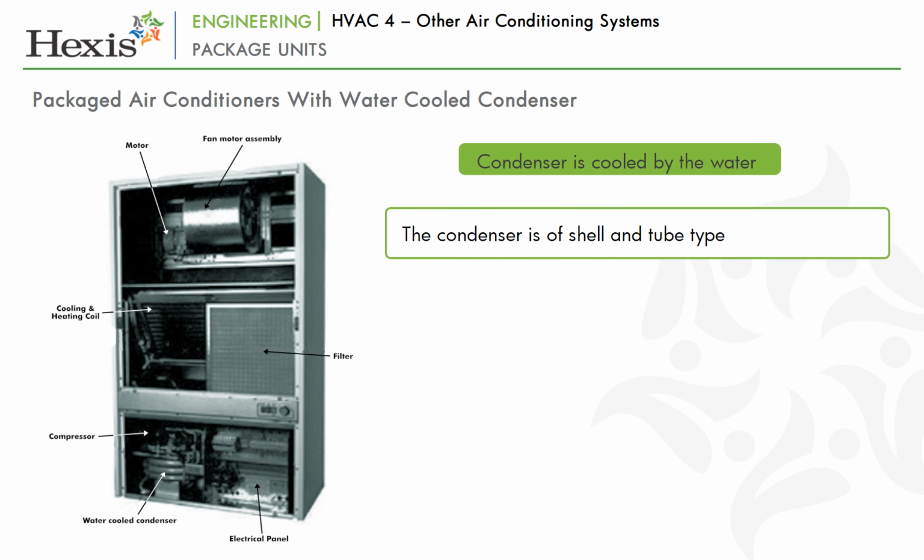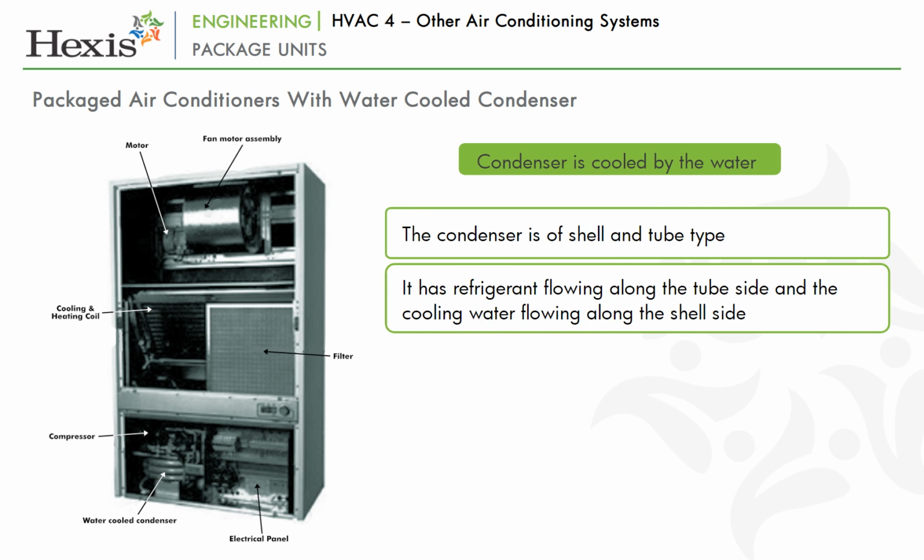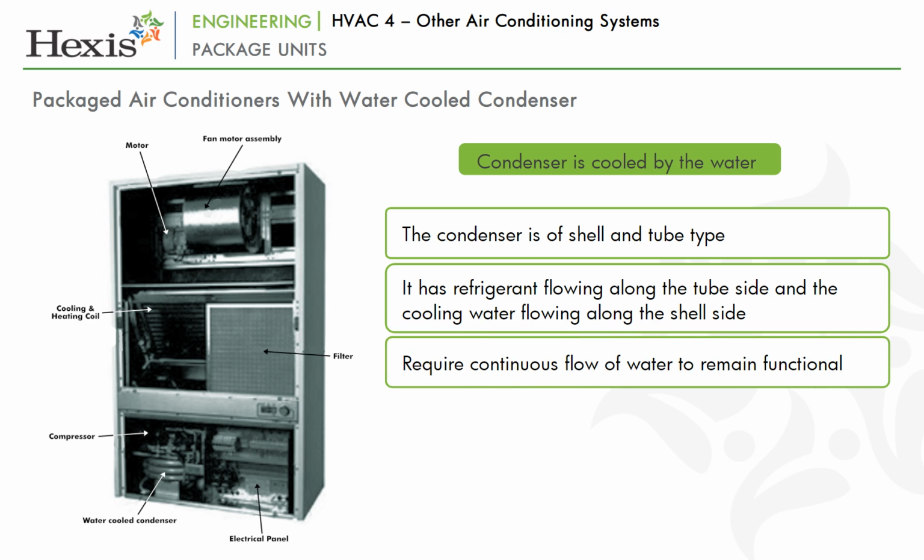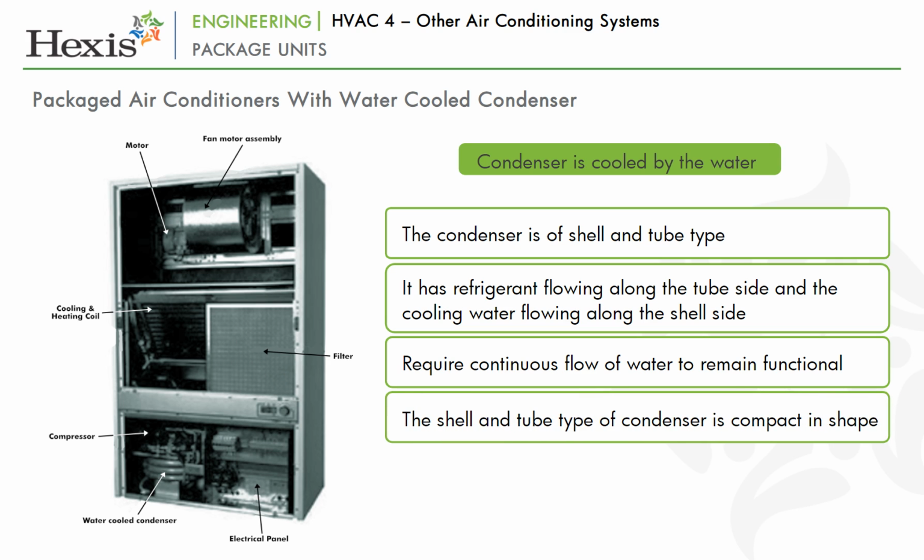The condenser is of shell and tube type with refrigerant flowing along the tube side and the cooling water flowing along the shell side. The water has to be supplied continuously in these systems to maintain functioning of the air conditioning system. The shell and tube type of condenser is compact in shape and it is enclosed in a single casing along with the compressor, expansion valve and the air handling unit, including the cooling coil of the evaporator.